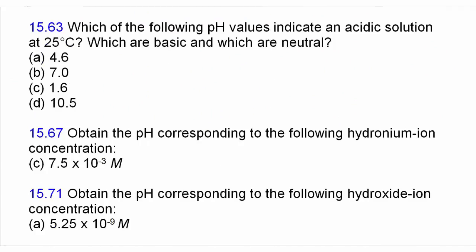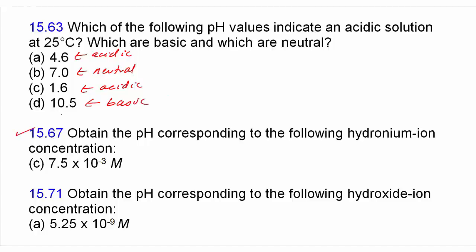Which of the following pH values indicate an acidic solution? Well, if it's less than 7, acidic. Which are basic, which are neutral? Well, that will be neutral. That's 7. Acidic again, less than 7. Greater than 7, basic.